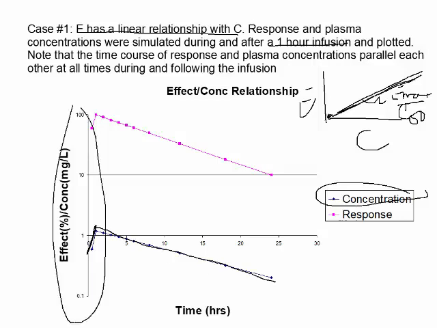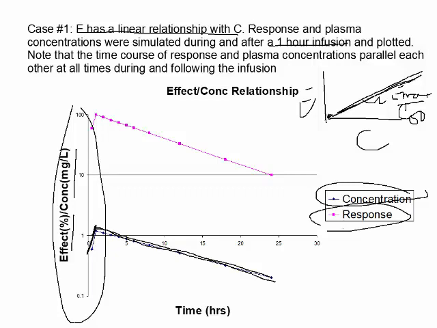See, this is a log, right? So it's both our concentration and our effect in percent. So you can see that this declines in a log linear fashion. Note that the time course of response and concentrations parallel each other. Well, I didn't even get to the response, did I?